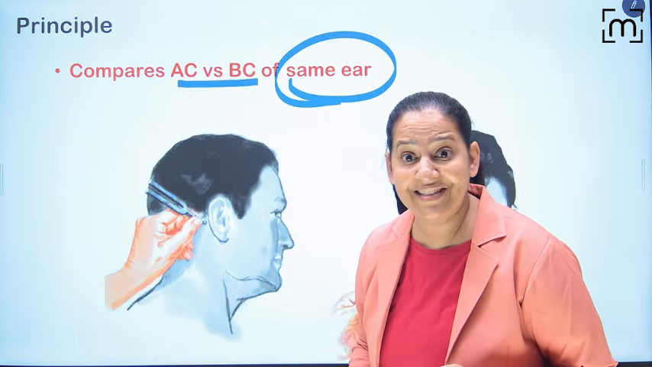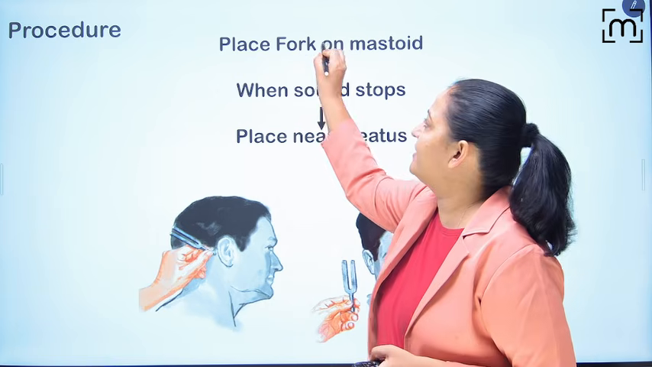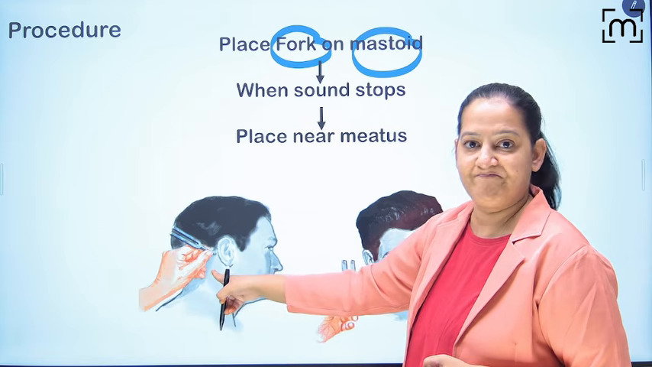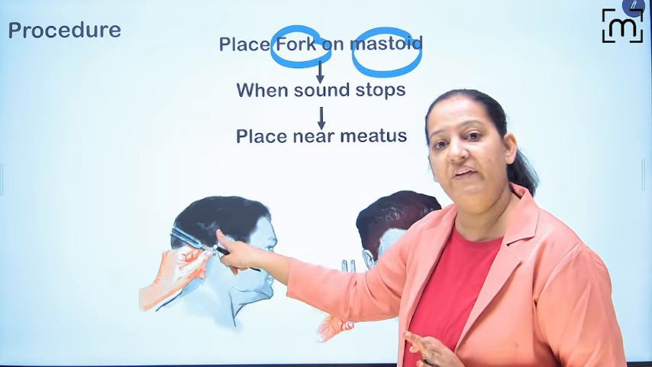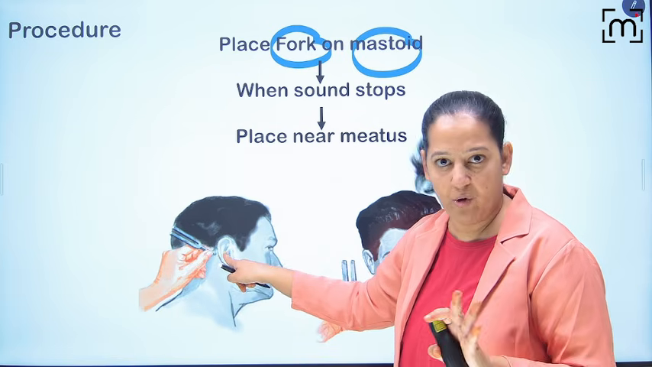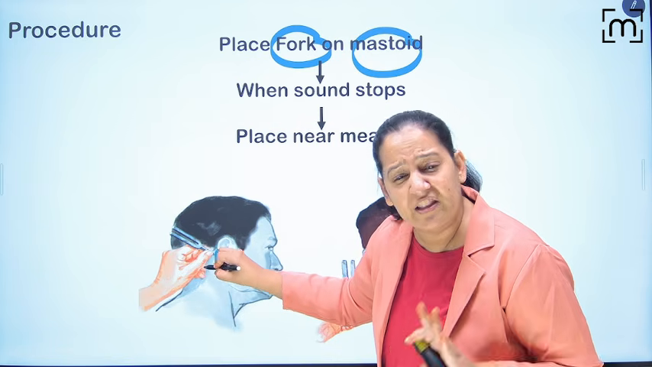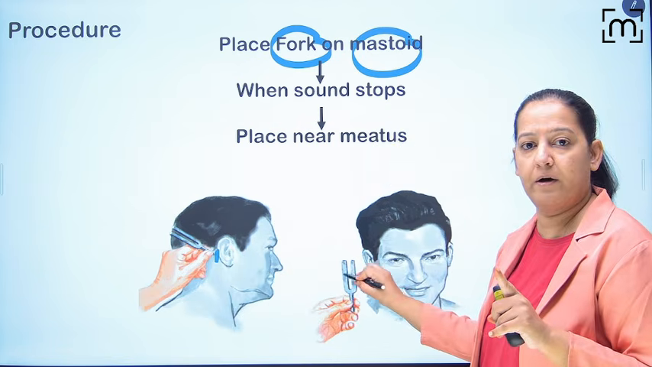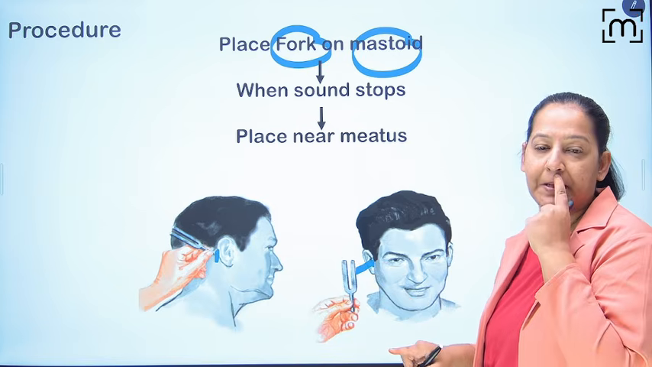After principle, what is the next heading? Procedure. So how to perform it? We take the tuning fork. First, we keep it on the mastoid. Activate it and keep it on the mastoid. Wait for the vibration to dampen, to slow down, to stop. Once the vibration stops over here, in that very same second, you shift it 2 centimeters away from the ear, at the AC position, and see whether you can still hear it.